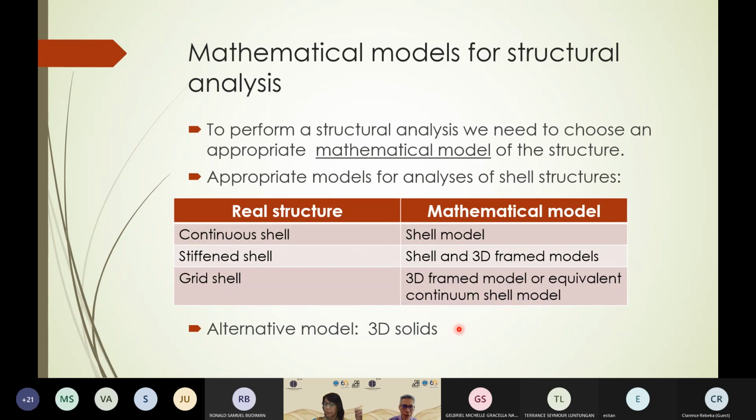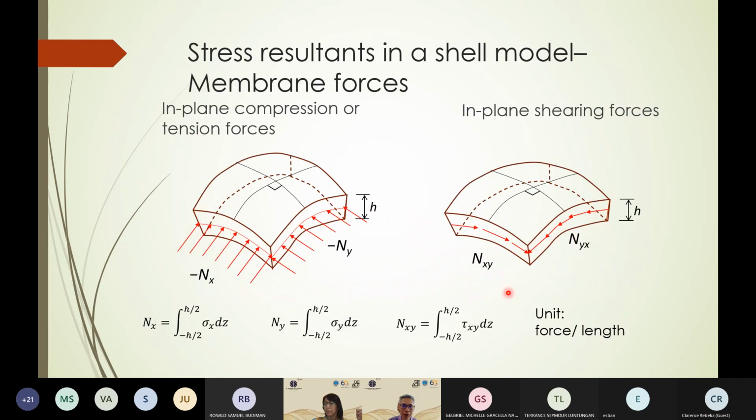Another alternative for all of this, of course, we can use a 3D solids model, but this is an expensive model, computationally expensive. Okay, so this is the natural choice. I recommend to use only a 3D frame model for grid shell. Okay, let me explain the stress resultants that develop in continuous shells.